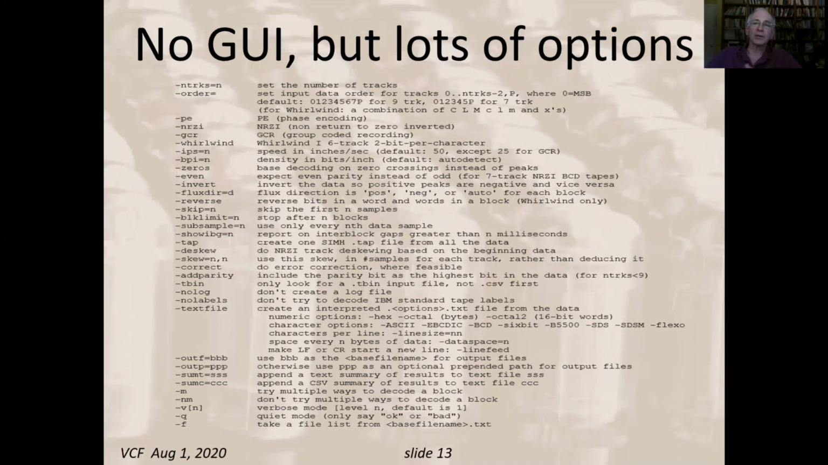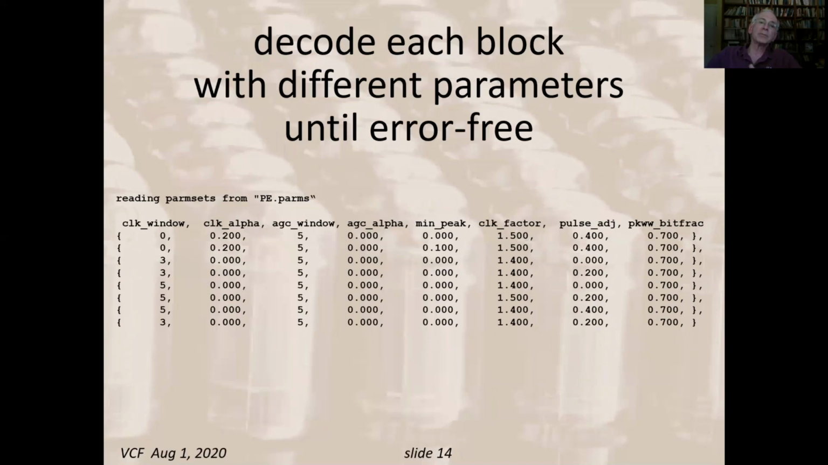There's no graphical user interface. It's a command line interface with lots and lots of parameters to control the decoding. One of the things it does is allow you to specify a set of parameters to decode each block. And if the decoding is not correct, it can choose an alternate set of parameters. And it can try parameter blocks over and over again until it gets the best possible decoding.